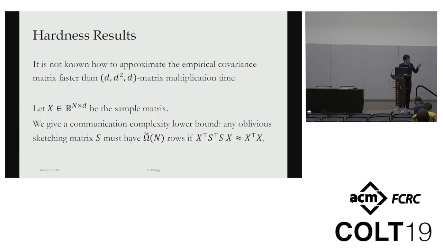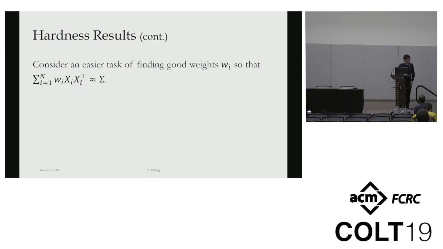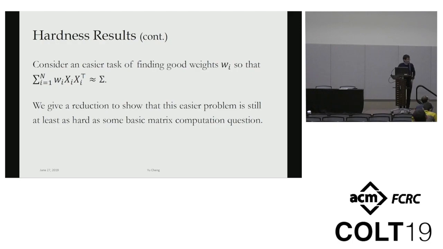One other question is you could propose a weaker version of the problem where you say that you don't have to output the matrix, right? Just give me a set of good weights and make the weighted empirical matrix close to the true covariance. Okay, so in this case, if there's no corruption, the problem is super easy. You just output the uniform weight. Okay, and in the paper, we showed that even for this easier version of the problem, if you want to solve the robust version, you still need to solve some basic matrix computation problem where all existing algorithms need to do d squared by d matrix multiplication.